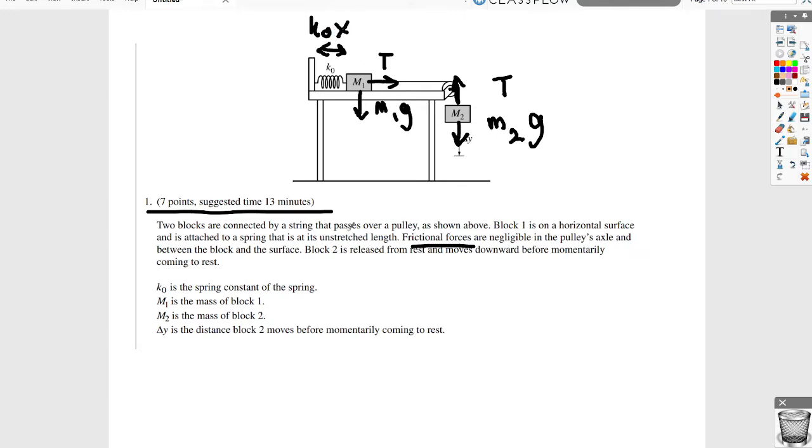So block 2 is released from rest. Let's read the question. Two blocks connected by a string pass over a pulley. Block 1 is on a horizontal surface attached to a spring at its unstretched length. So if it's at its unstretched length, then initially there's no force. There's no force on it.